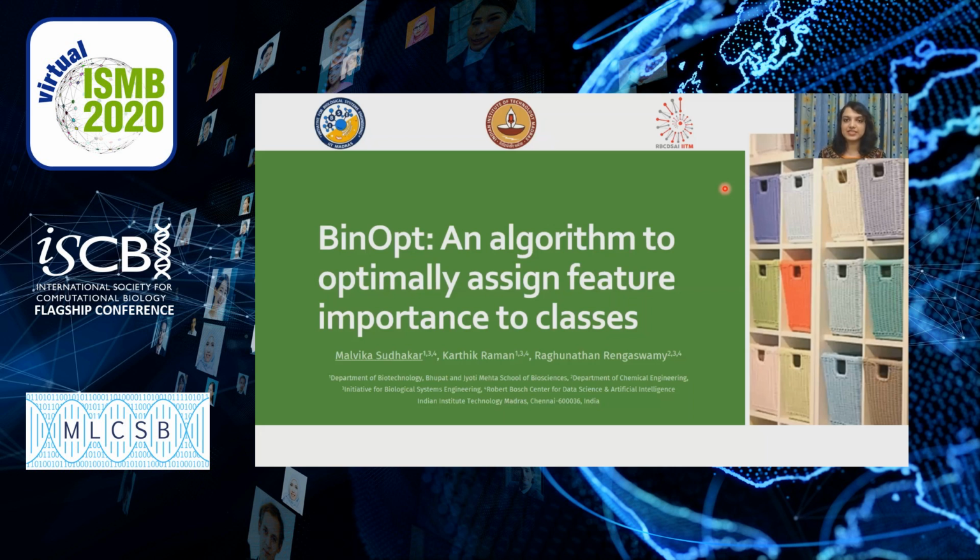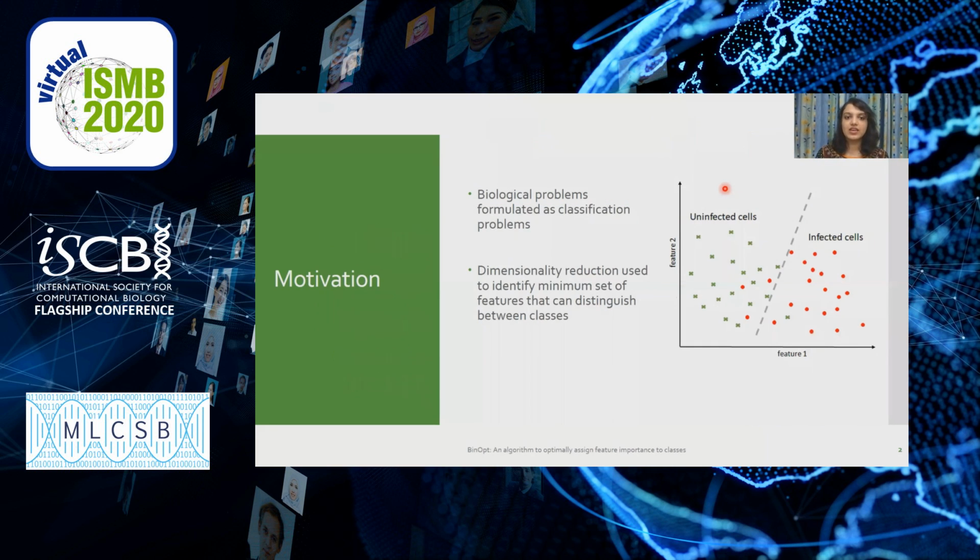And today I'll be presenting my poster BinOpt, an algorithm to optimally assign feature importance to classes. A large number of biological problems can be formulated as classification problems. For example, one might be interested in classifying uninfected cells from infected cells, or disease samples from normal, or say the different stages of cancer. So these are our classes.